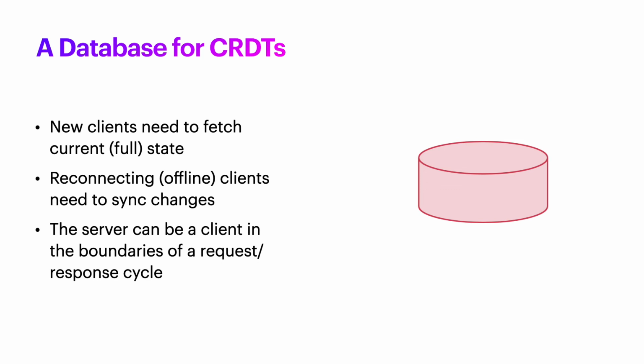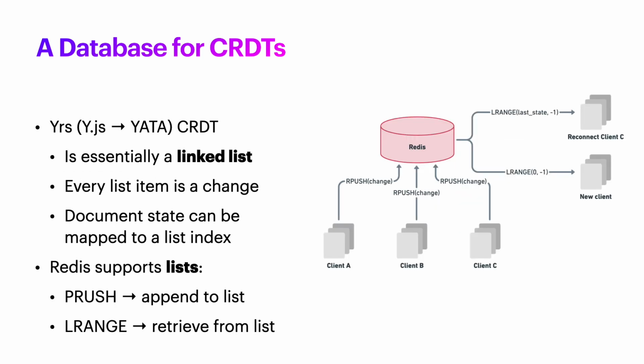What we are going to end up building here is a Redis-backed database, or we use a Redis database to persist the CRDT. The reason for that is the CRDT is essentially just a linked list under the hood. So every list item represents a change. Those changes can be easily mapped to a specific state that a document is in.